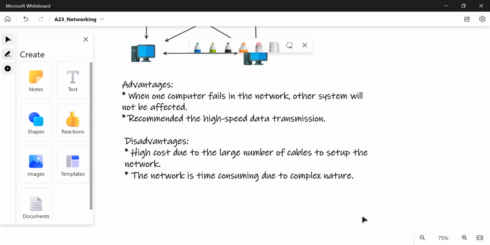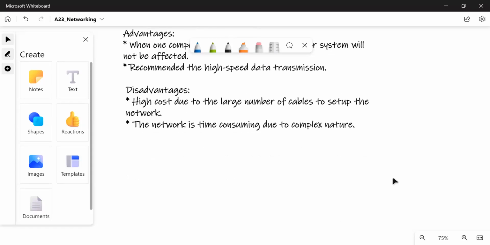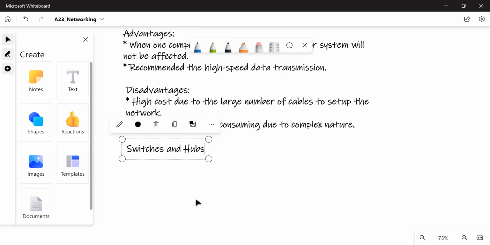So now with that one, we finish topologies. To conclude this session, we are going to write down one small subsection on switches and hubs. So let's write down switches and hubs. Right. Now, switches and hubs are usually network devices which are used to create these topologies.